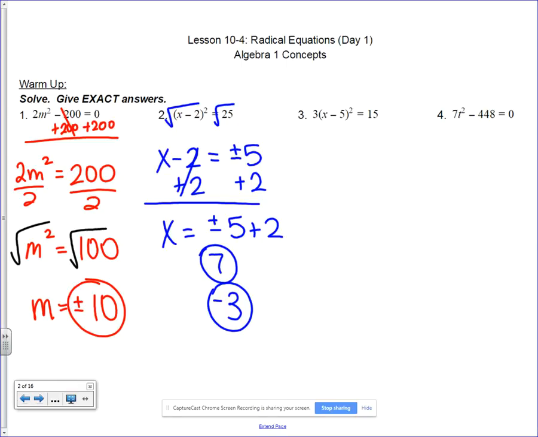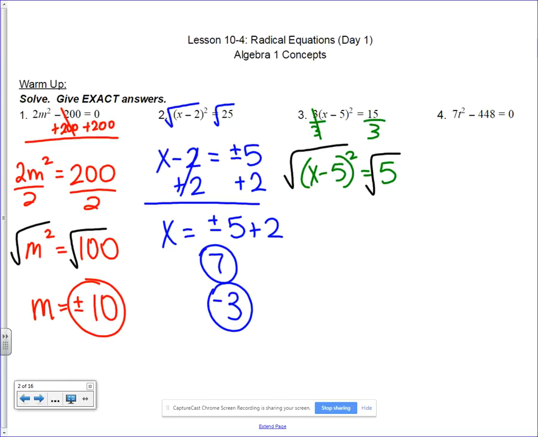Okay, what about number 3? I can't distribute because of the squared on the outside. I'm not going to do the square yet because you see how this square is dealing with those parentheses, which is where the x is? I'm going to divide by what? By 3. I want to get rid of this 3 first. So now I have x minus 5 squared. What's 15 divided by 3? 5. Now how do you get rid of that squared? You square root it.